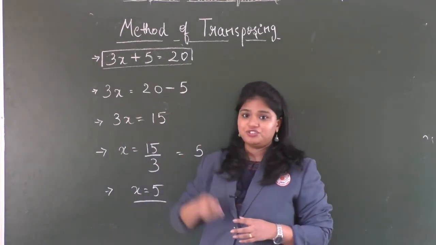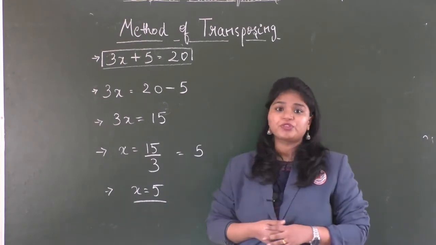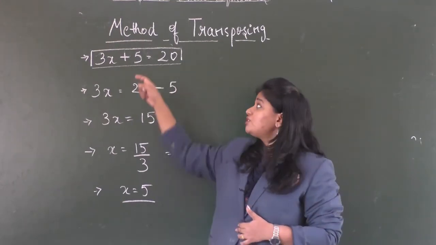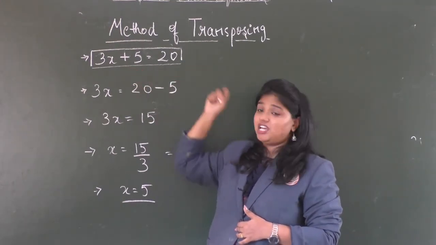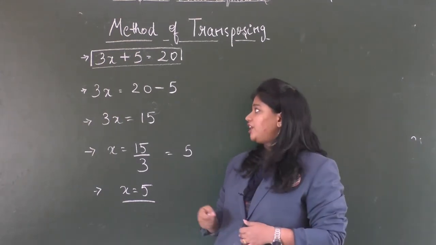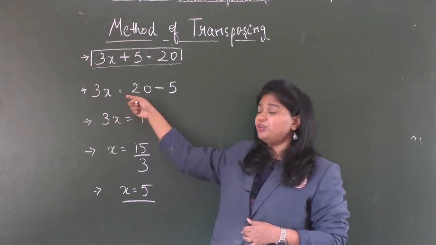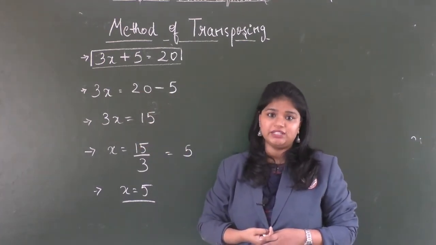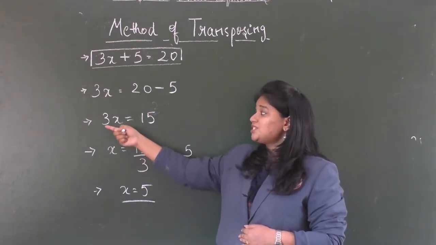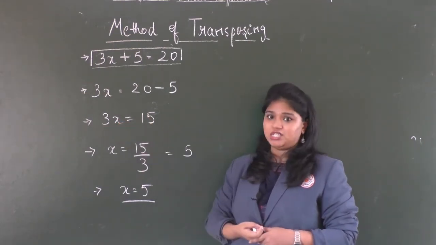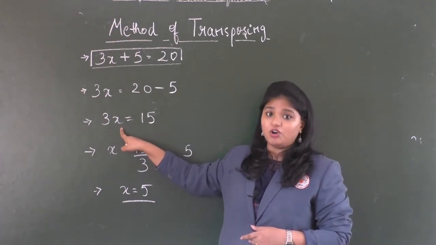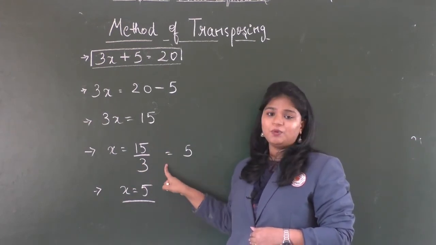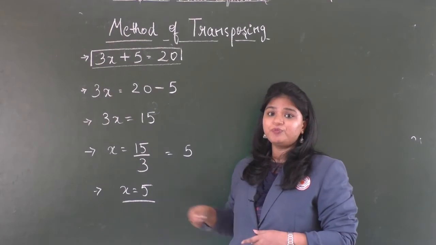Now let's solve the equation 3x plus 5 equals 20. First we will transpose plus 5. So when we transpose plus 5 from the LHS to the RHS, it changes to minus 5. So here we have 3x equals 20 minus 5. We get 3x equals 15. Yes. Now we will transpose 3 from LHS to RHS. Now 3 is being multiplied to x on the left hand side. So it goes to division when we transport it to the right hand side. So we get x equals 5.